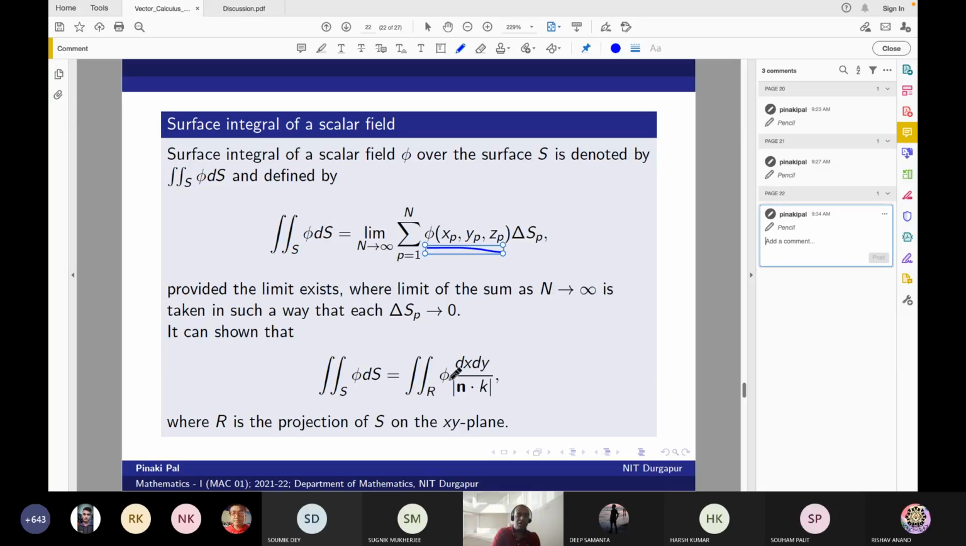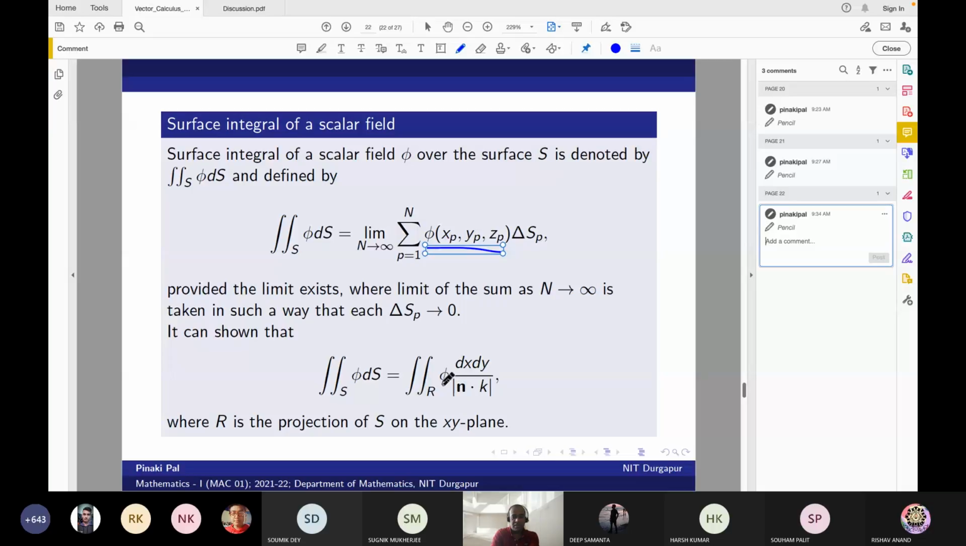And one important point, this phi is a function of x, y, and z. We have converted it to a double integral on the xy plane. Note that we are evaluating this surface integral on a surface whose equation is given. If it is a plane, then it will have an equation of the form ax plus by plus cz plus d equal to 0. Then, as we are evaluating this function on the surface, z we can replace by a function of xy using the equation of the surface. I will demonstrate with examples.